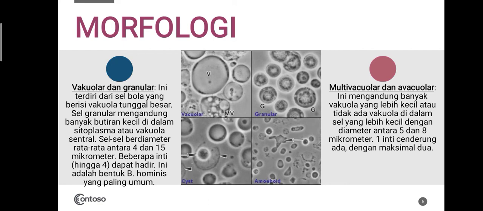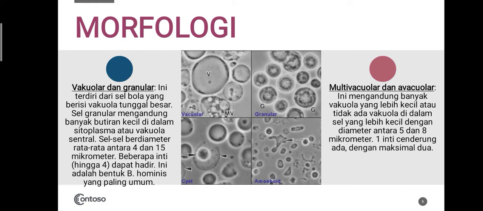Next, about morphology. Culture studies of Blastocystis hominis have identified several main forms of the organism, as well as a recently confirmed cystic form. Number one, the vacuolar form, which consists of a spherical cell containing a large single vacuole. Number two, the granular form, containing many small granules in the cytoplasm of the central vacuole.